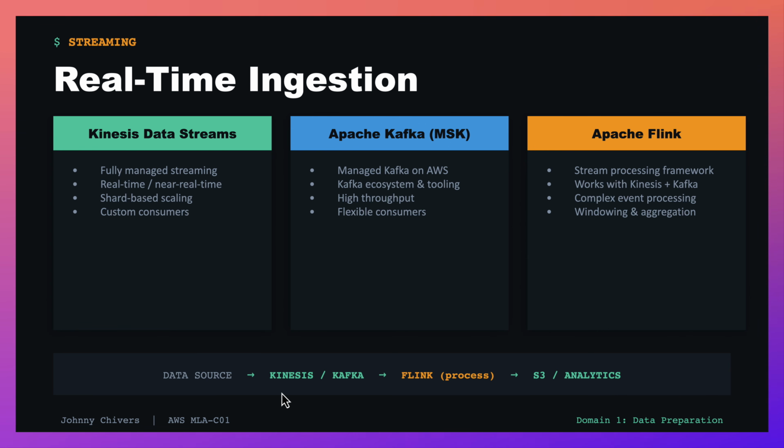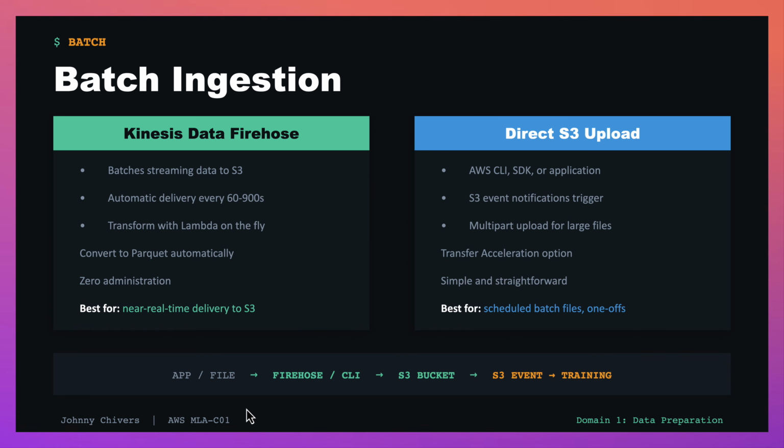Data source comes in, single records usually on Kinesis or Kafka, depending on what your streaming needs are. Then you go to Flink. Flink does some processing, some aggregation of the data, some sliding windows, batches it up, and then sends it to S3 or the analytics. And for the exam, you'll need to know that flow.